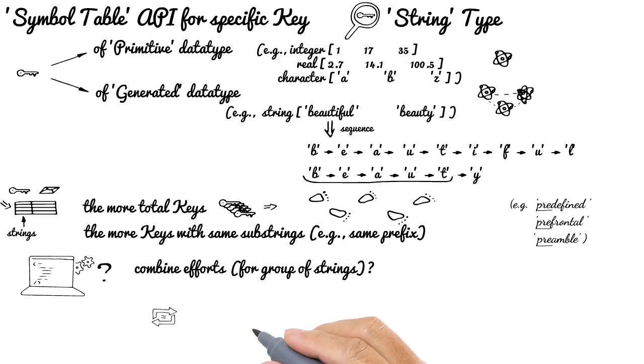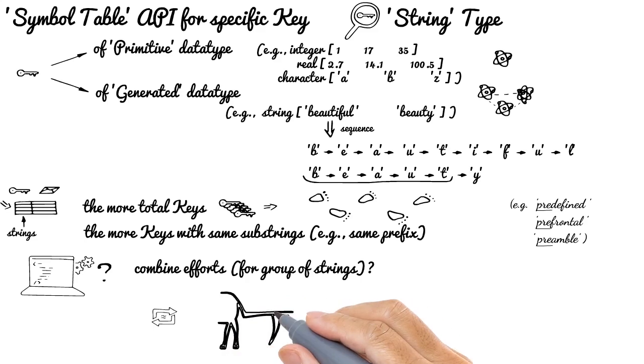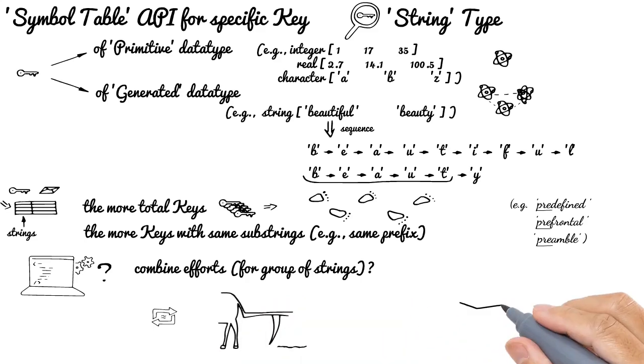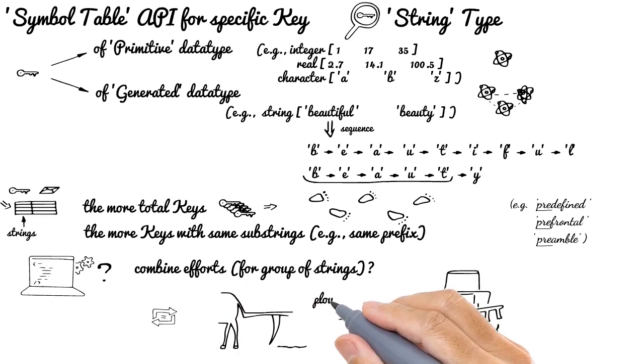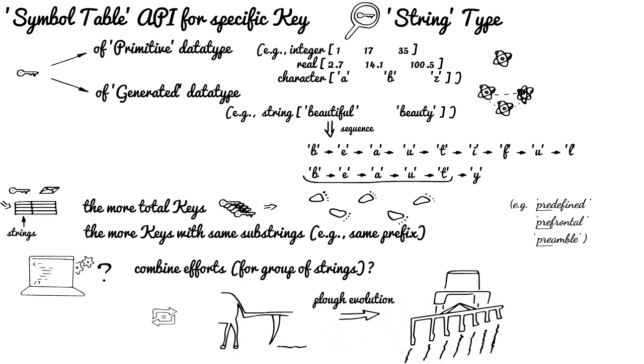Like the evolution of a farmer's plow. At the beginning, the plow was able to make one trench in one run, and later it was modified to make several trenches in one run.